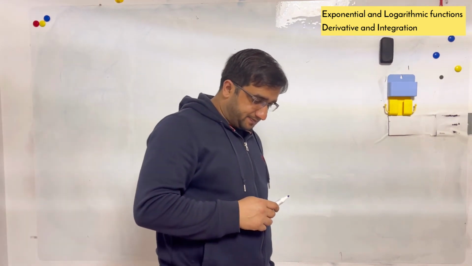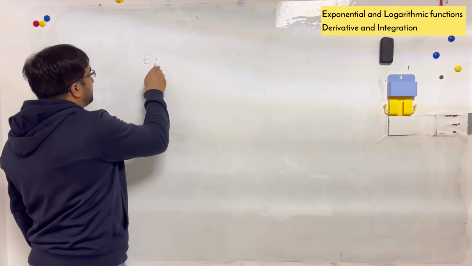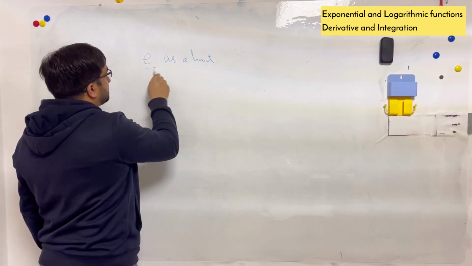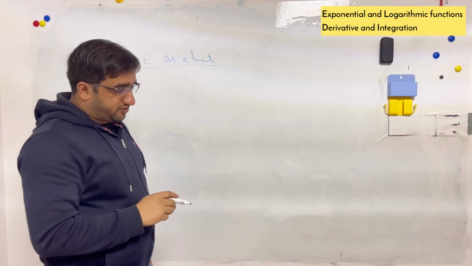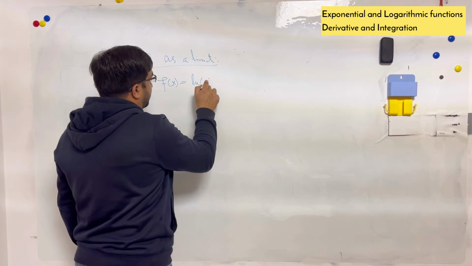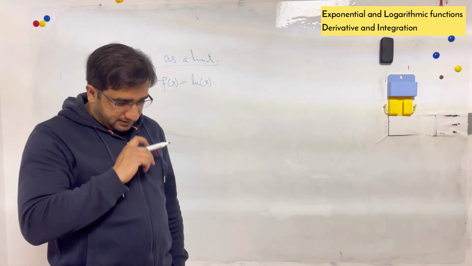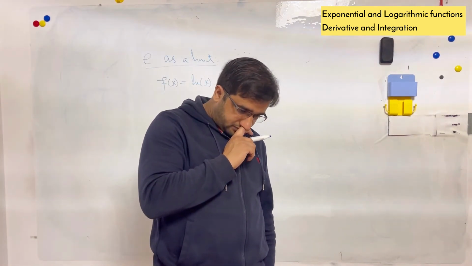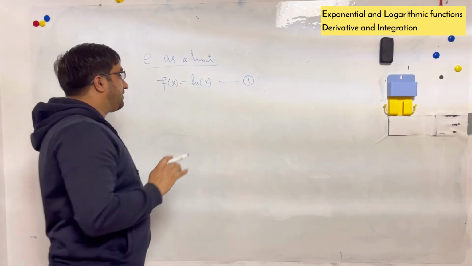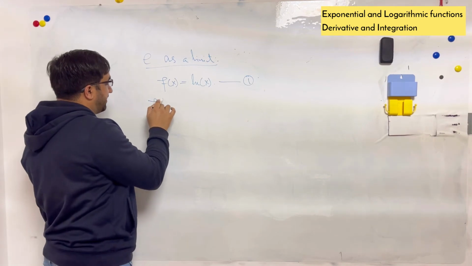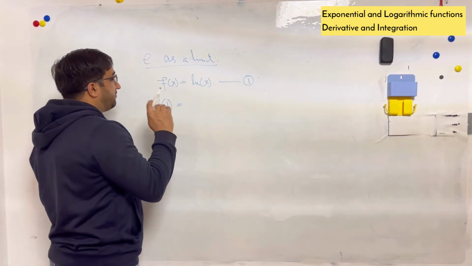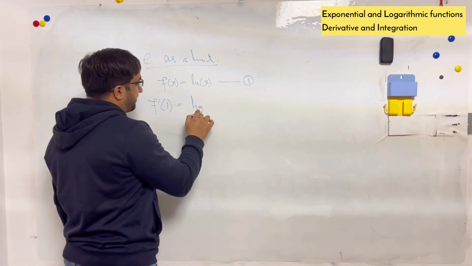The number e as a limit. Suppose we have a function, and the function is natural log of x, and this is the given function, equation 1. Now let us start with the derivative at 1. Suppose f dash of 1. What will be f dash of 1? By definition, give me the formula.